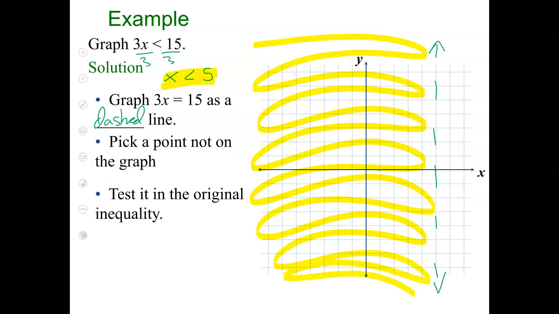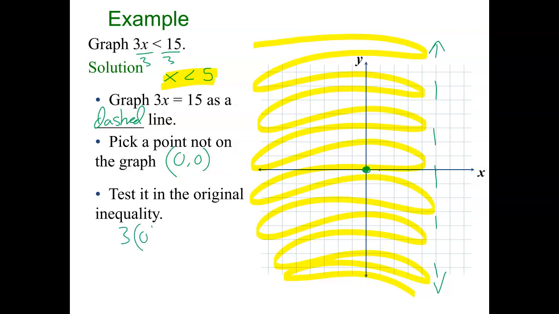Okay? What test point should we pick? Pick the origin, 0, 0. That's our easiest one, right? So 0, 0. Again, I just have to make sure it's not on my line. 0, 0 is not on my line. Okay? So I'm good. So let's plug it into the original inequality.